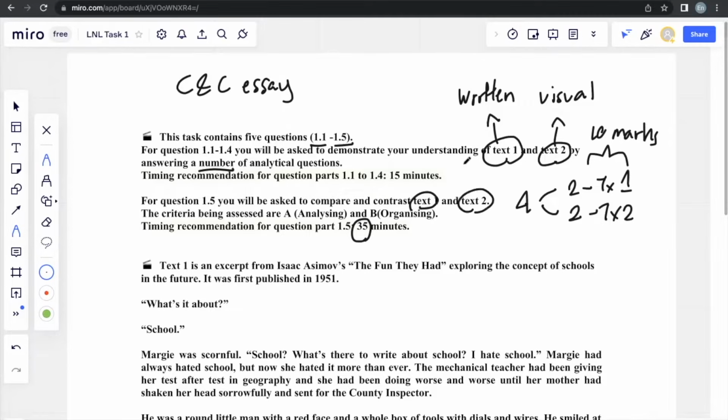The fact that they're asking you this question to begin with means that the ideas and topics discussed within text 1 and text 2 are similar to the point where you will be able to identify similarities and differences that you can put within the essay. Although you are also provided analytical questions to answer, the main point of task 1 and the LNL assessment is actually the compare and contrast essay, which holds the most marks.